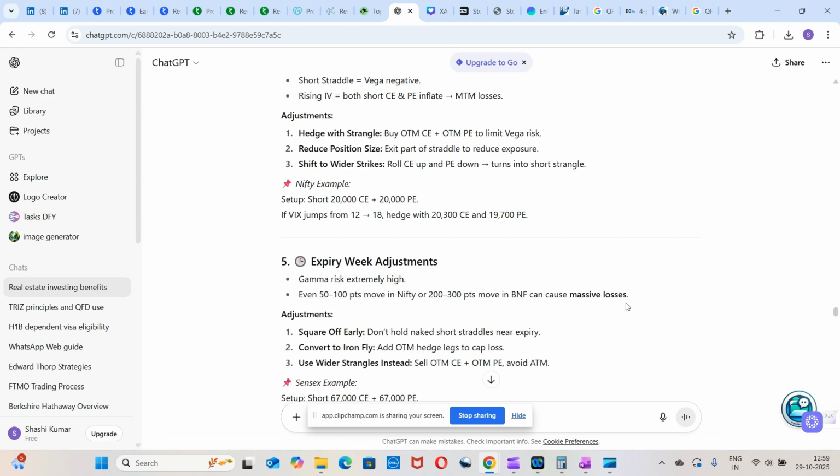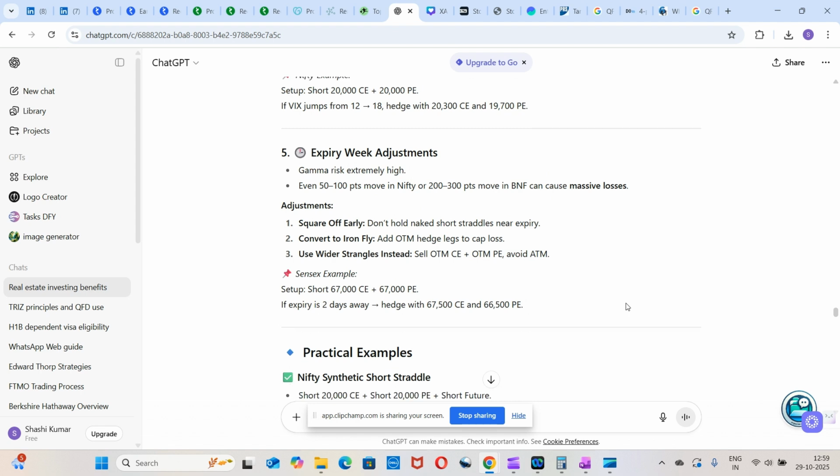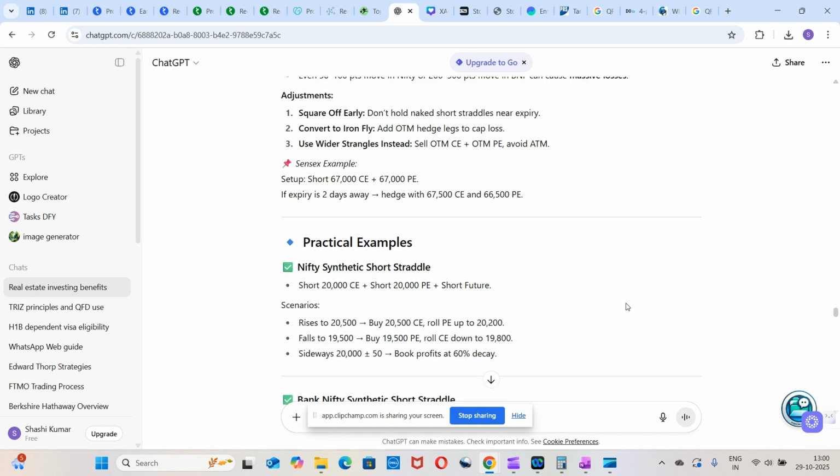Okay. Expiry week gamma risk is very high, so in expiry week we shouldn't do any adjustments. During expiry week, the swings could be very high and gamma risk will be there. So square off early. The short straddle you need to square off immediately. Okay, or you convert into an iron fly to have a hedged position, or use wider strangles. You could do. So this is the synthetic short straddle.